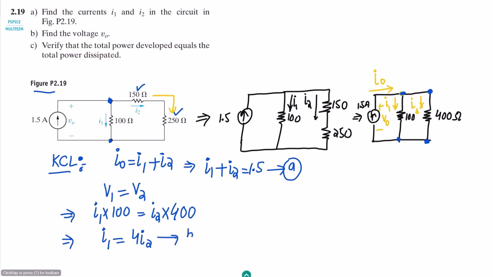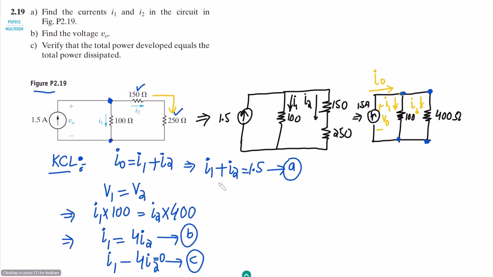This is equation B. Rearranging it, we get I1 minus 4I2 is equal to 0. This is equation C. Now we have equations A, B and C.